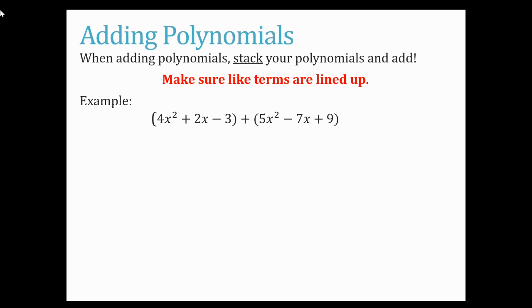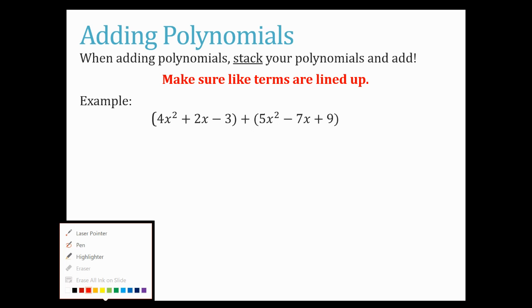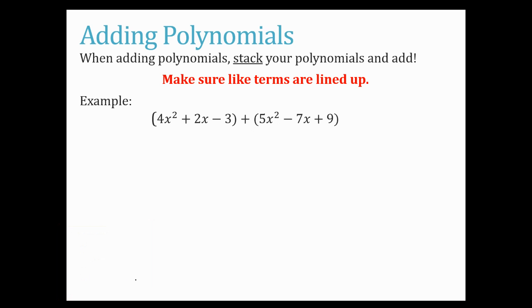So we have 4x squared plus 2x minus 3 plus 5x squared minus 7x plus 9. The first thing I'm going to do is stack my polynomials where my like terms are lined up. So I'm going to just rewrite my first polynomial, and I'm going to put my second polynomial underneath. Now remember, I want to stack like terms.